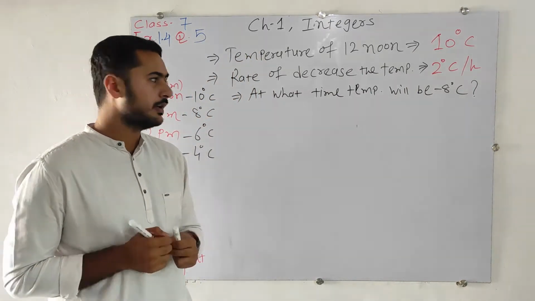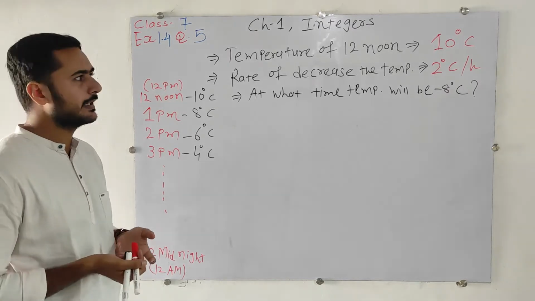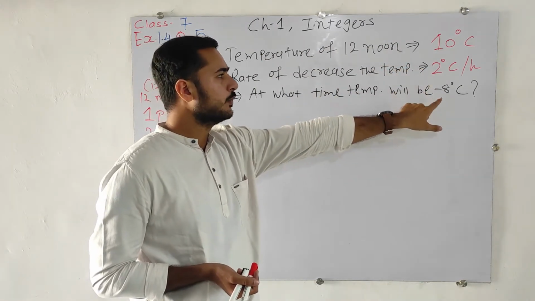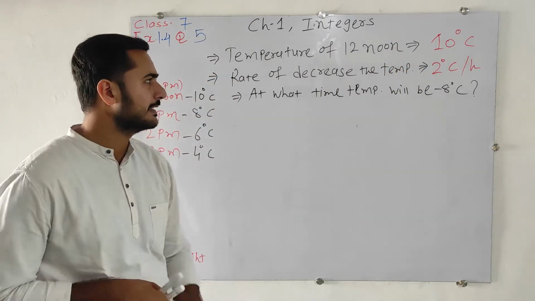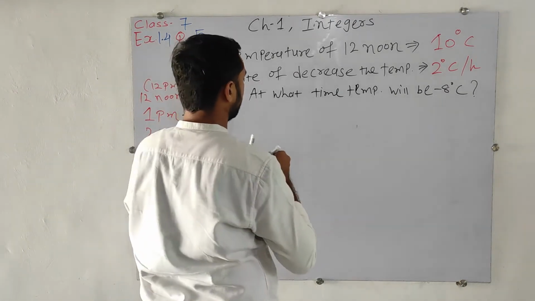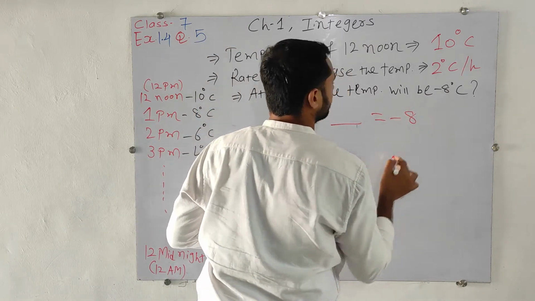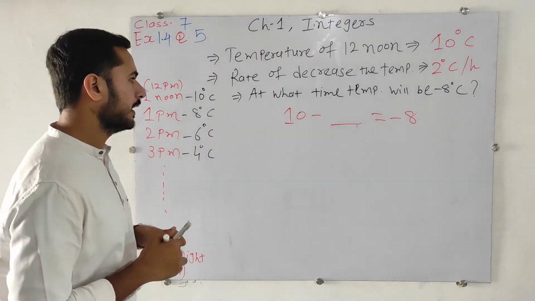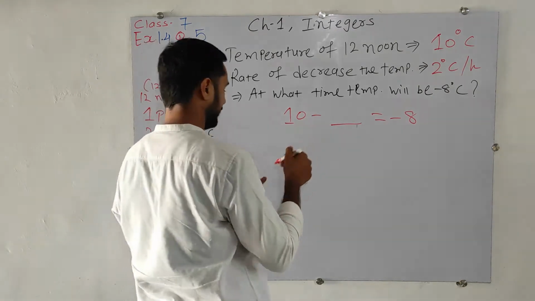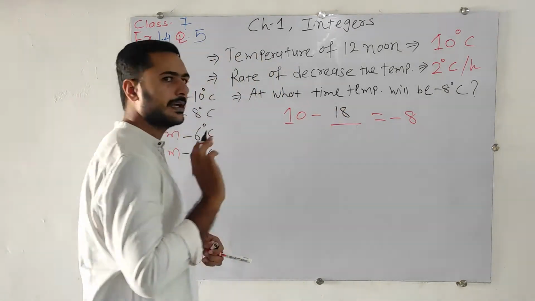So how can we find out? By the calculation like this also. Okay, and one more way is there. So in the starting it is 10 degrees Celsius, and we want the answer minus 8 degrees Celsius. So something I have to subtract. What should I subtract from 10 to get the answer minus 8? By observation we can say that if I subtract 18 from 10, I will get the answer minus 8.